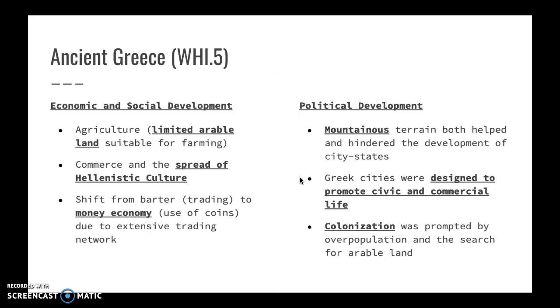There's a couple more things you need to know about ancient Greece geographically. Geographically, they had very limited arable land suitable for farming, meaning that they didn't have a lot of really fertile soil. It was pretty mountainous throughout Greece, and so that kind of limited the farming that they were able to have. They, however, since they are located on the Mediterranean Ocean, this led to the spread of Hellenistic culture and made them very extensive traders. Because they used trade so often, they shifted from a barter economy to a money economy.